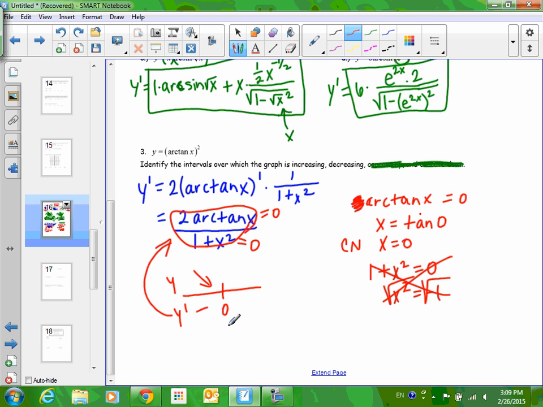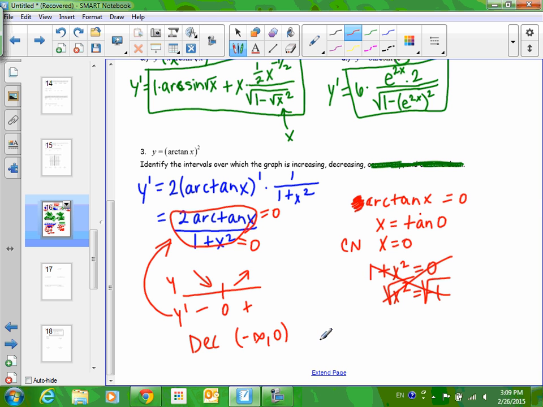So my function's decreasing from negative infinity to 0 because the first derivative is negative. What happens when you plug in a positive number? Arctan of a positive number is a positive number. The denominator is always positive. This is not something you are going to compute. This is something where you really just have to say, is the result positive or negative?